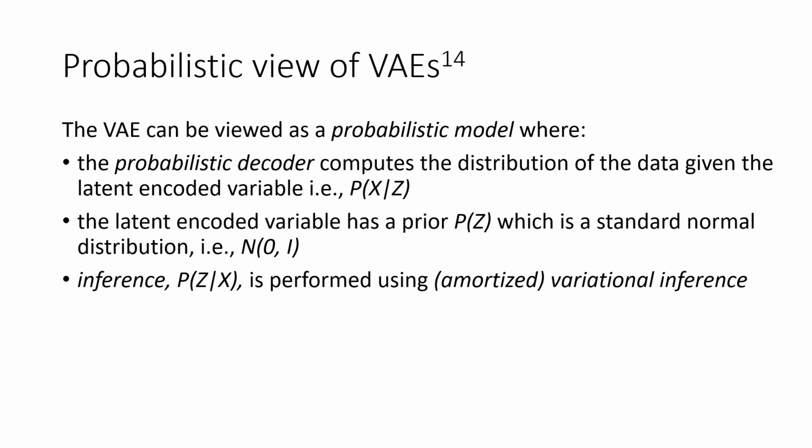So amortized variational inference is a variation of variational inference where, instead of optimizing a set of free parameters, we introduce a parameterized function that maps from the observation space, our inputs, to the parameter space of the approximate posterior. The approximate posterior is the variational distribution that we want to learn.